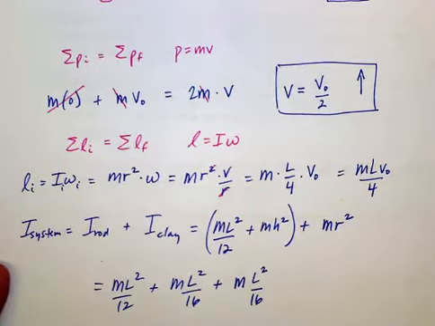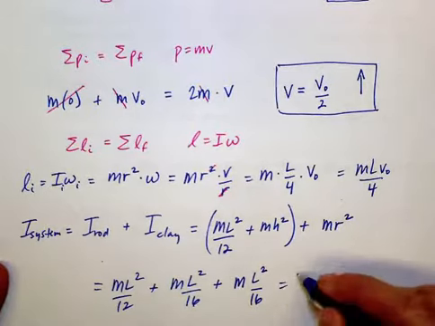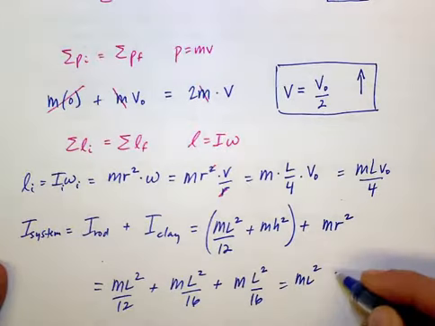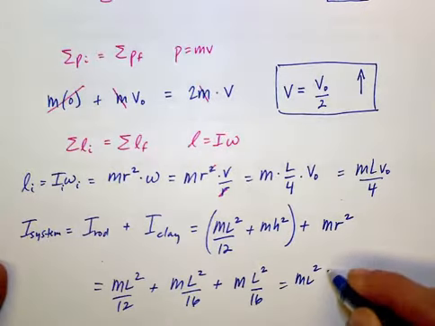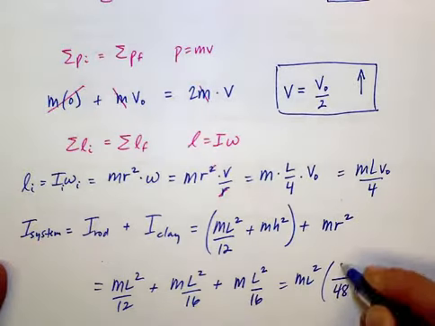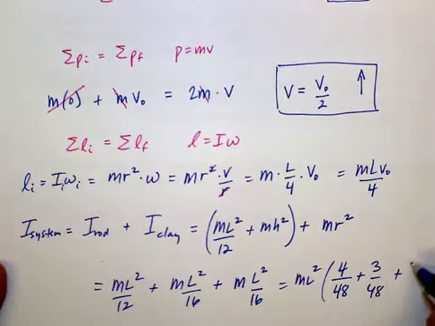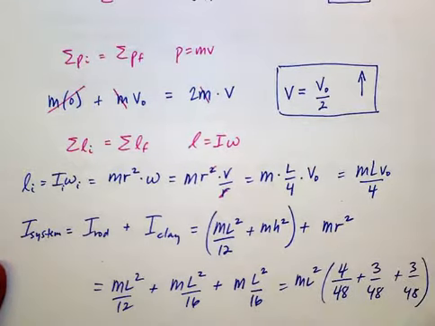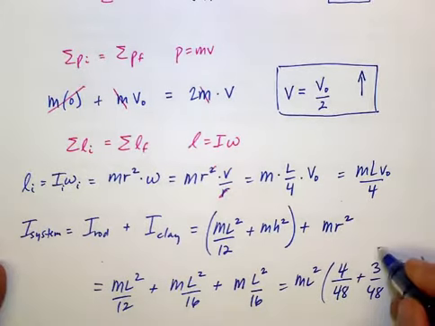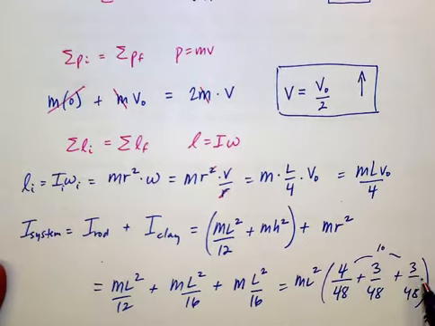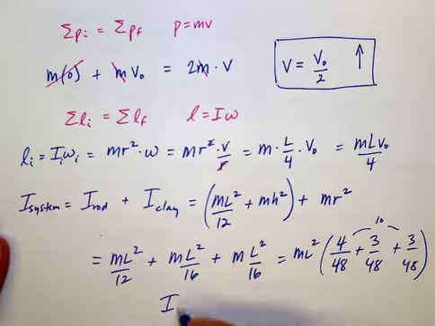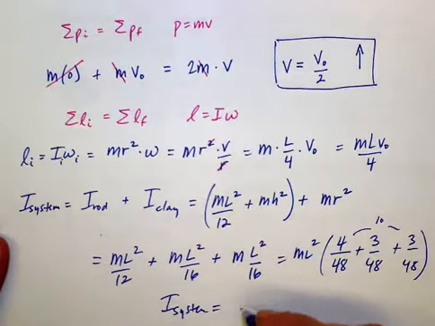All right, so now it becomes a little bit of algebra. There's a number of different ways that you can handle this. I would pull out the m L squareds, and I would look for a common denominator here. So this would be 4 over 48, 3 over 48, and 3 over 48. So that comes out to be a total of 10. And so then we can reduce that a little bit. The I for our system is going to be 5 m L squared over 24.